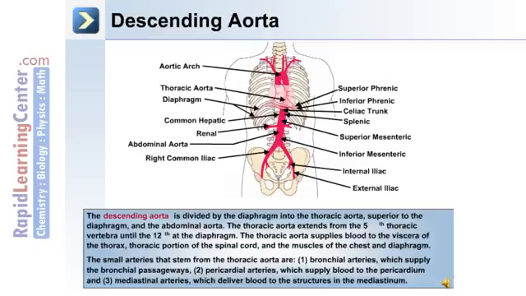The small arteries that stem from the thoracic aorta are the bronchial arteries, which supply the bronchial passageways, the pericardial arteries, which supply blood to the pericardium, and the mediastinal arteries, which deliver blood to the structures in the mediastinum.